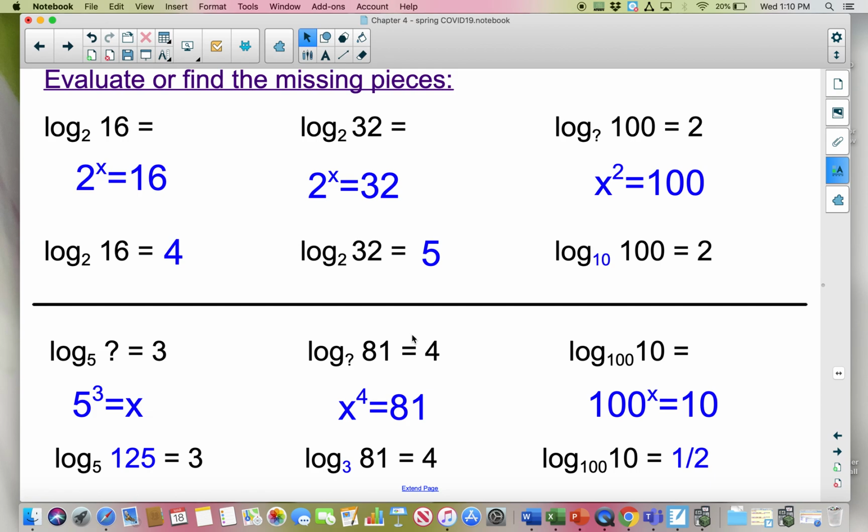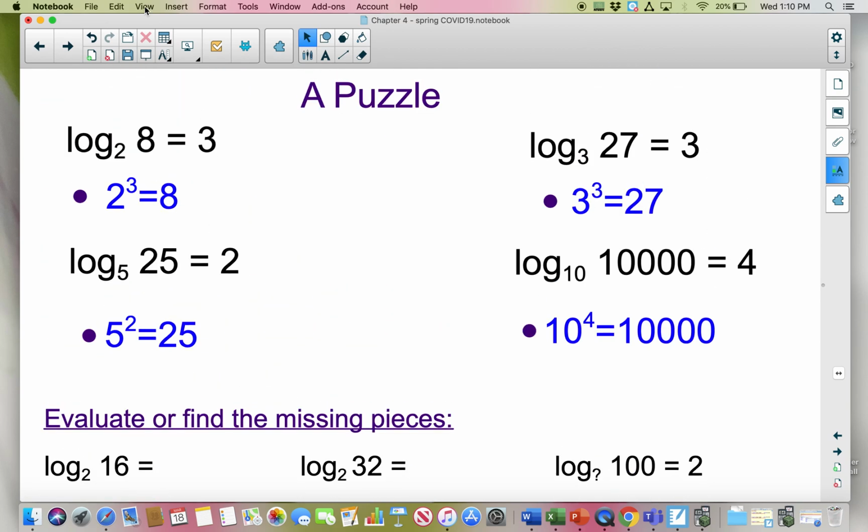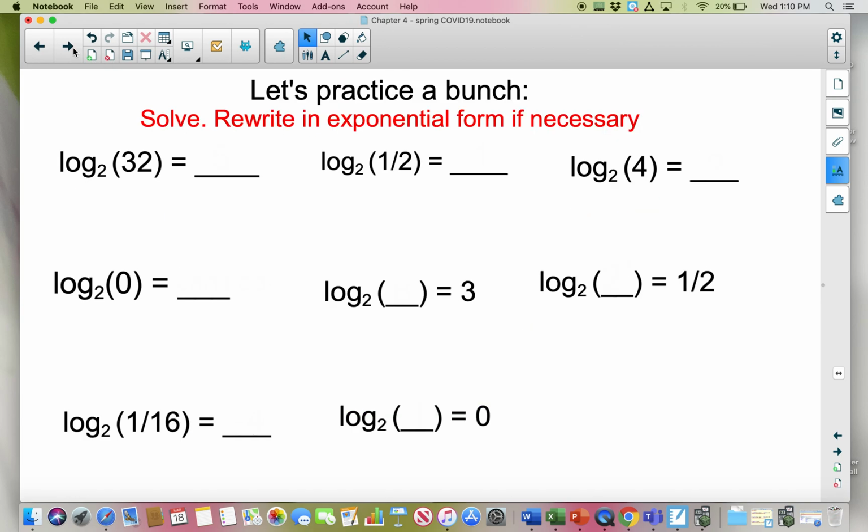So hopefully you're wrapping your head around the idea of logs, because now we'll take it a step further. So before we do that, again, I would at this point pause the video and see where you're at. Can you fill in all of these blanks? Can you solve these? Okay, let's see how you did. I'm just going to talk through them quickly.